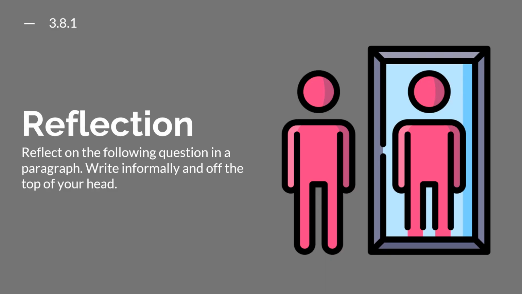But before we go any further, let's go ahead and pause the video at this time to complete the reflection activity. Reflect on the following question in a paragraph, writing informally and off the top of your head. When you're finished writing your reflection, go ahead and unpause the video to continue the lesson.